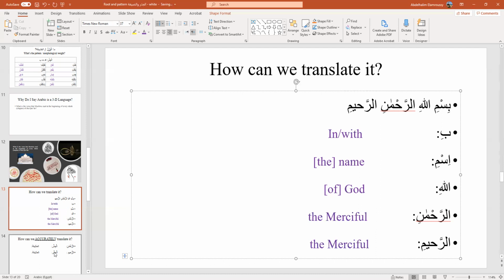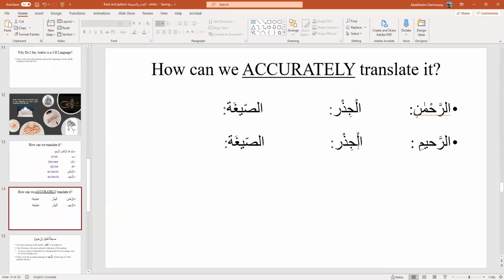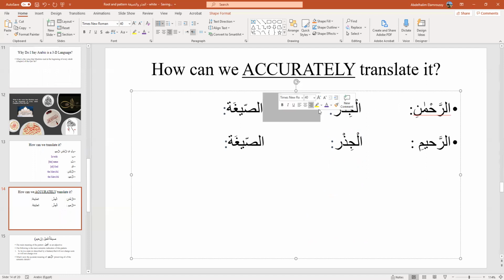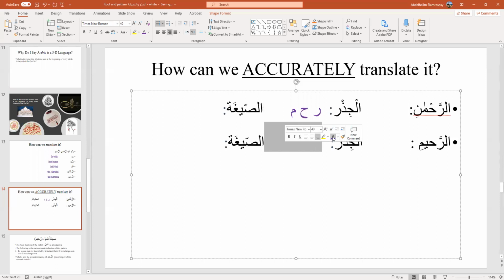So let's go to Ar-Rahman first. What's the root? I'm sure you all know what's the root for this one. It's the root Ra, Ha, Mim. Ar-Rahim, what's the root? It's Ra, Ha, Mim still. So Ar-Rahman and Ar-Rahim both share the same root, so they both share a common primary meaning, which has to do with mercy. Now let's talk about the pattern.